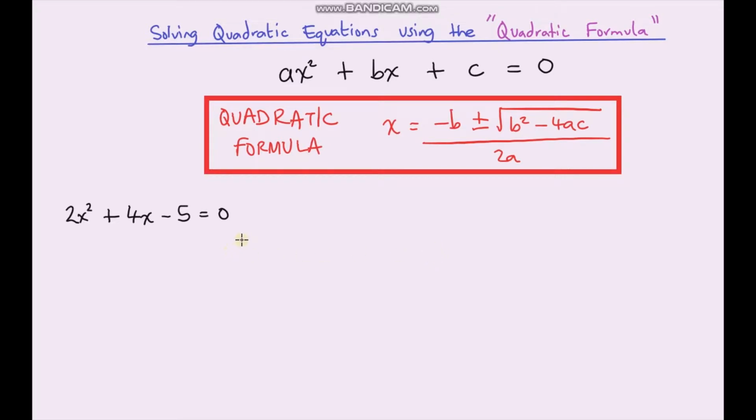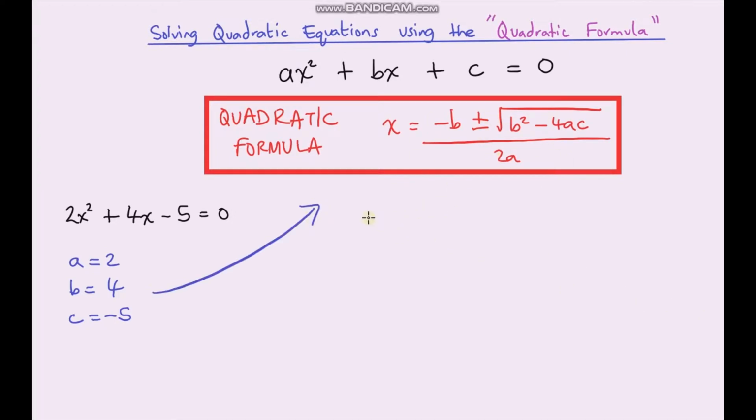Now the first thing to do is identify our values for a, b and c. If we look at our equation here, our value for a is going to be 2, it's just the coefficient on the x squared term. Our value for b, well that's 4. And our value for c, that is -5. Now we've got our values for a, b and c. All we're going to do is substitute them into this formula.